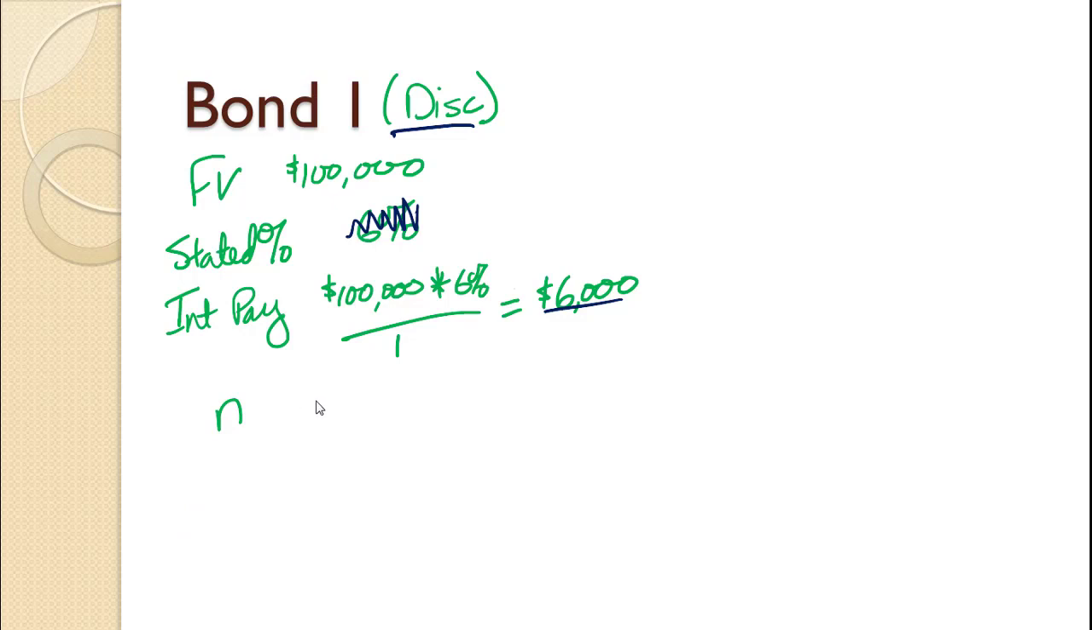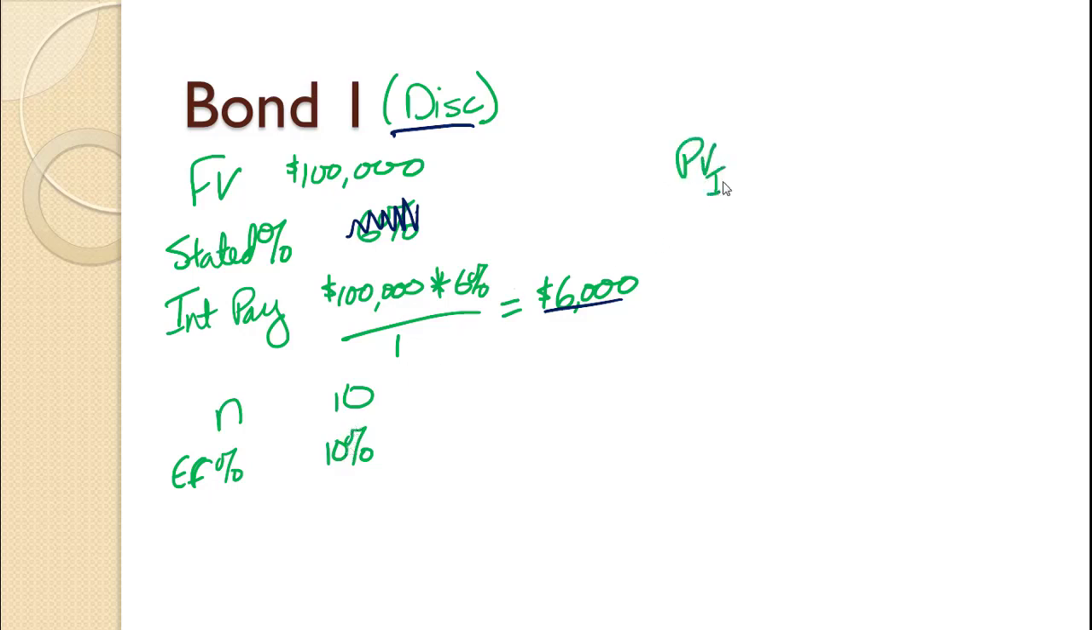N is going to be 10, it's a 10-year bond. 10-year bond, annual payments, so I don't have to multiply it by anything. The final piece of information is to get our effective rate, and that's 10%, and again it's annual, so I can just leave it at the 10%. So that's my information. Now I'm ready to do my calculations.